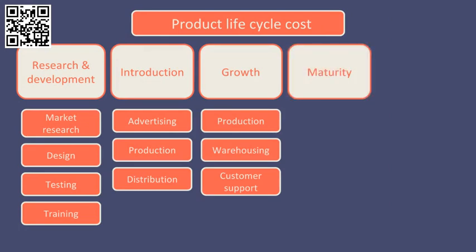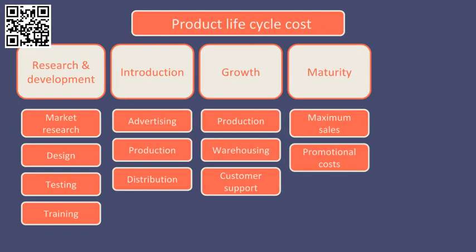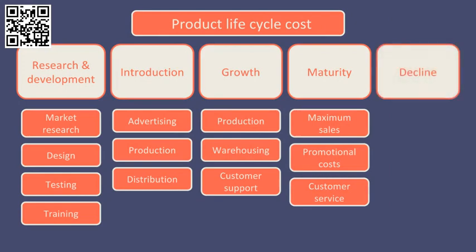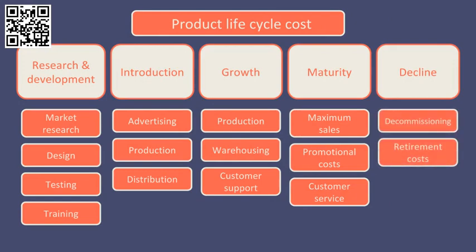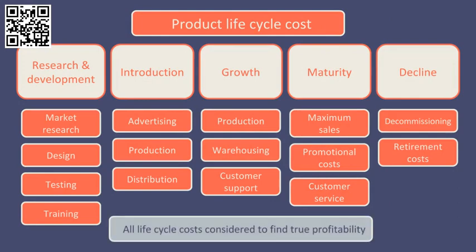Maturity. Product sales are maximized at this point. Unit costs should now be low. Additional promotional costs may be necessary to maintain customer awareness of the product or brand. Customer service costs will most likely be significant at the maturity stage. Decline. In the decline stage, companies may incur promotional costs to prolong product sales. Decommissioning and product retirement costs will be maximized at this stage. Remember to assess the profitability of the product over its entire life, as opposed to over a particular year.